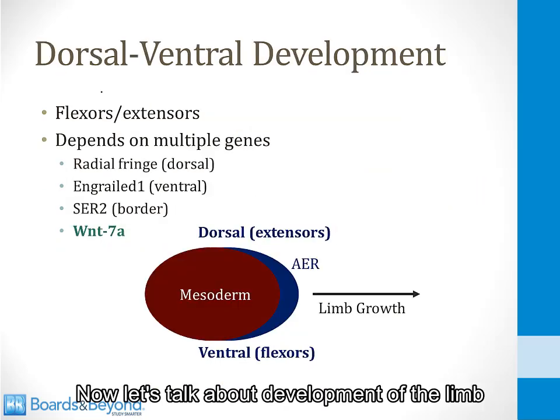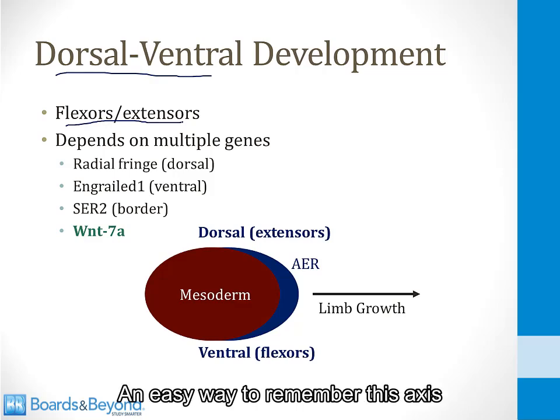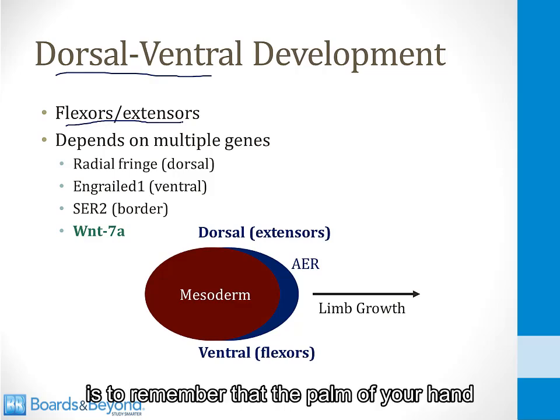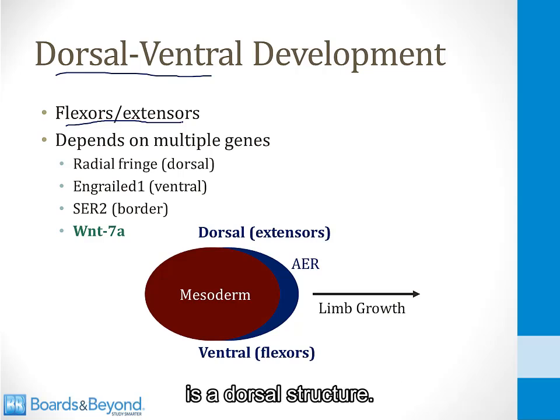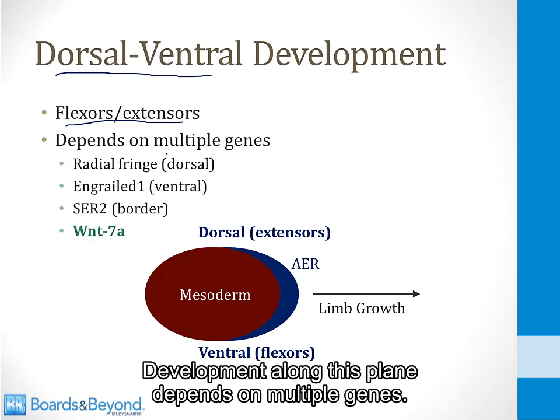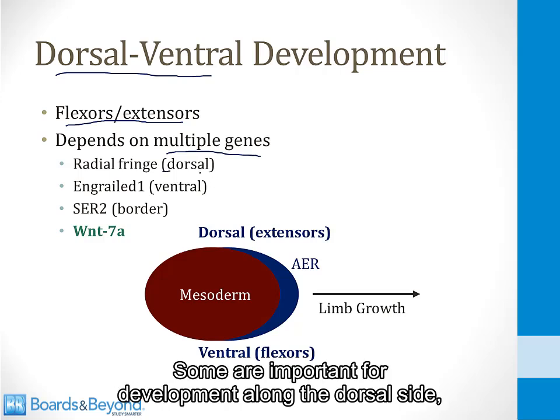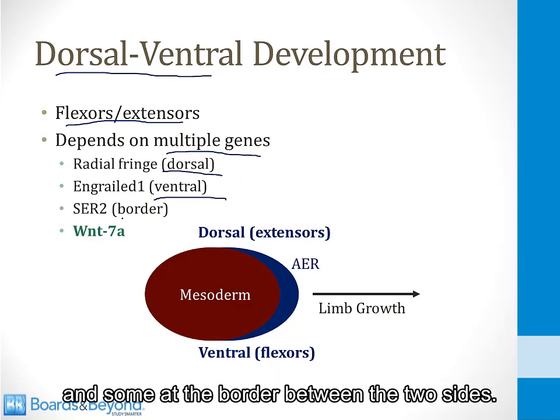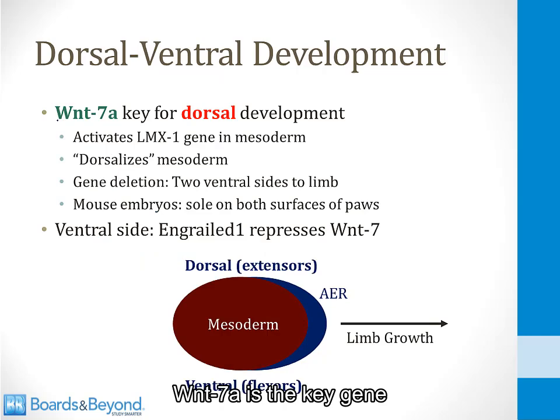Now let's talk about development of the limb along the dorsal to ventral axis. Remember, this is the axis that includes the flexors and extensors. An easy way to remember this axis is to remember that the palm of your hand is a ventral structure and the back of your hand is a dorsal structure. Development along this plane depends on multiple genes. Most of them have strange names like radical fringe and engrailed 1. Some are important for development along the dorsal side, some along the ventral side, and some at the border between the two sides. But of all these genes, the one that's most important to know is the WNT7A gene.